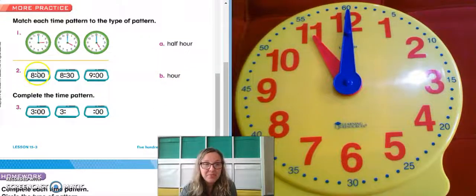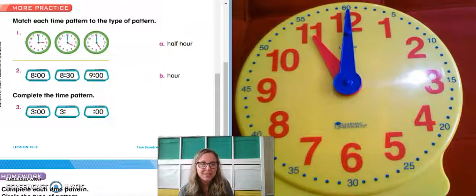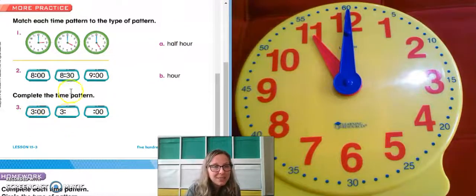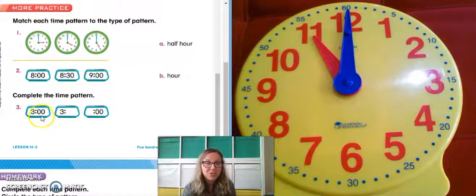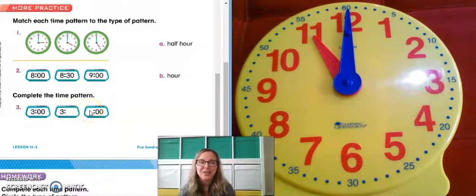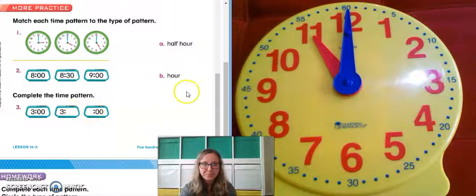2, we have 8, then 8:30, then 9. That's a half-hour pattern. So you can draw a line from A to those digital clocks. Now here it says complete the time pattern. So from 3 to 3:30 to 4 o'clock. Go ahead and write those in.